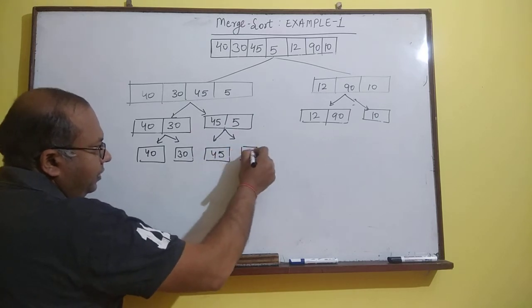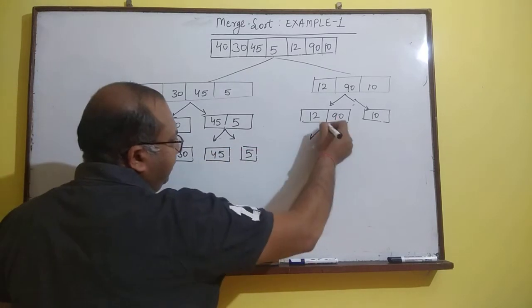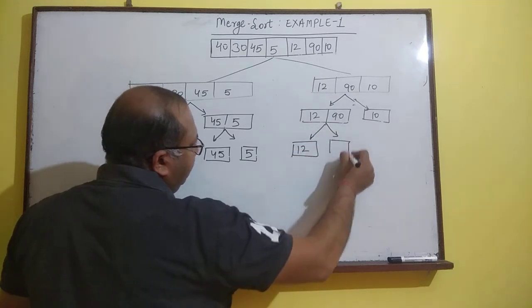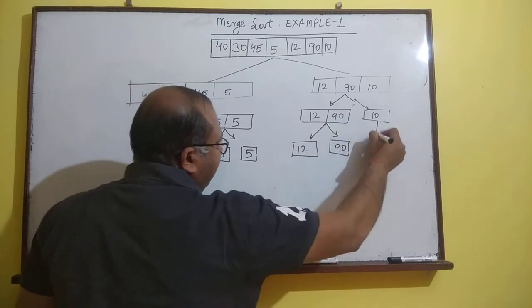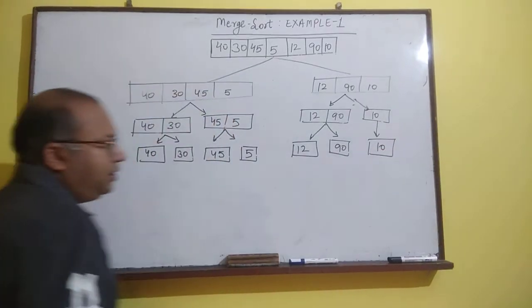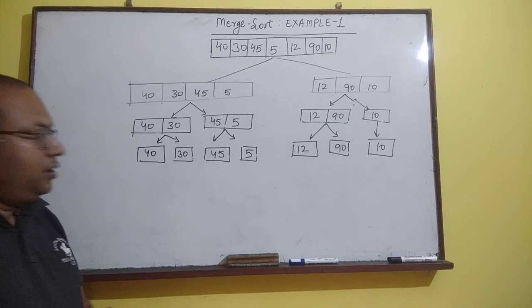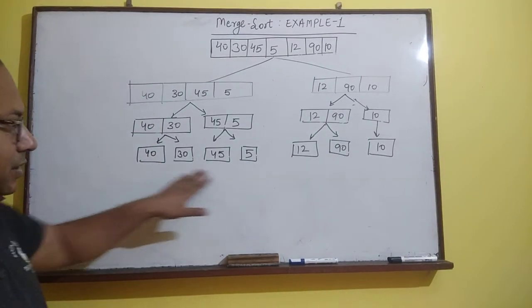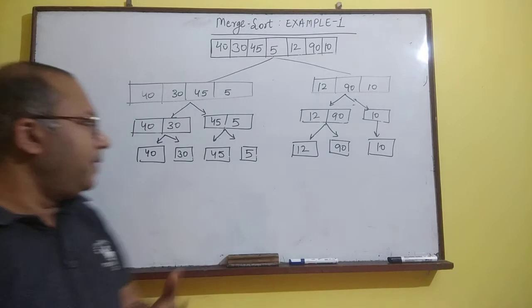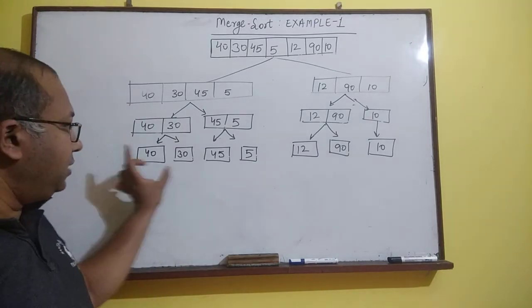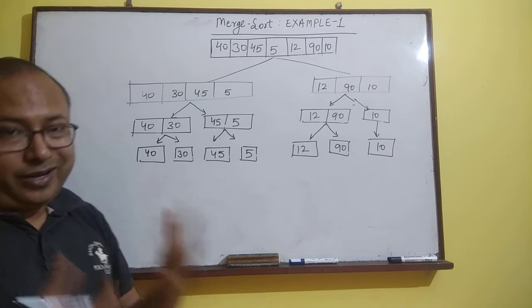45, 5. This will divide into the two parts, 12 and 90, and this 10 cannot be divided into two parts, so it will remain as it is in the system. Now all of these elements are divided into single-element arrays. Now there is no need for conquering because each single element is sorted in itself.